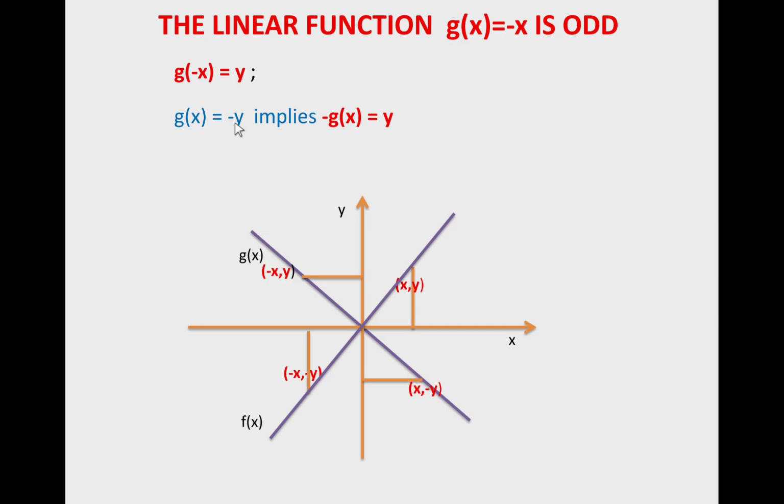Since g of x is equal to negative y, if we multiply both sides by negative 1, this will become negative g of x, and negative y will become positive y. So negative g of x equals positive y. The difference between this equality and this equality is just that this equality multiplied by negative 1 on both sides will give us this. But then with this equality, we have y on the right hand side, and there is y on the right hand side here too. That means the left hand sides must be equal. So g of negative x must be equal to negative g of x.